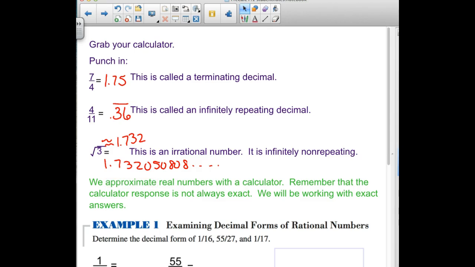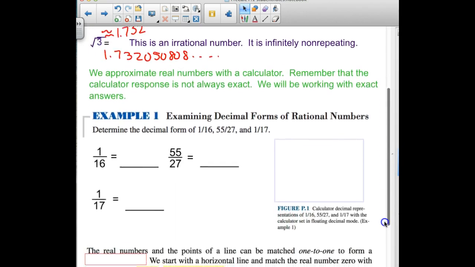All right, we approximate real numbers with the calculator. Remember that calculator response is not always exact. So if I ask you for the square root of 3 and you abbreviate it as 1.732 in your calculations, you might get a slightly different answer since you've done an approximation. All right, for the most part, we are trying to work as much as possible with exact answers.